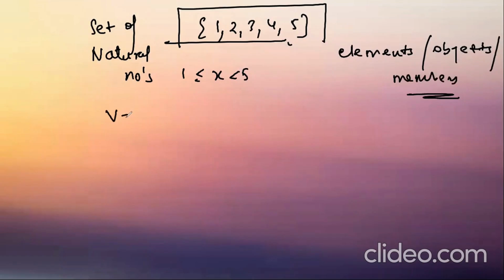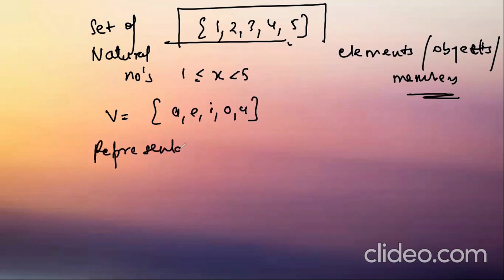Suppose I'm writing the set of vowels, that is A, E, I, O, U. So my elements are A, E, I, O, U, or you can say the objects, or you can say they are the members, right? Now, if I will say the types, how to represent it. Representation is one of the things that is very, very important in sets.